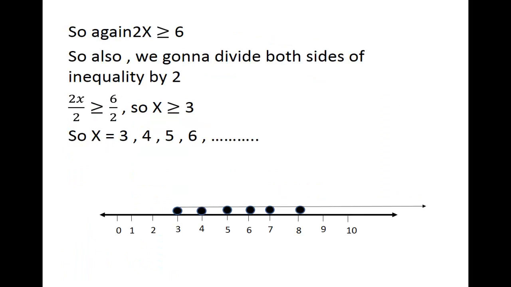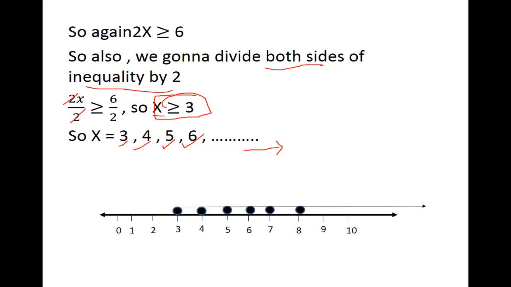So again, 2x is more than or equal to 6. We divide both sides of the inequality by 2. 2x divided by 2, the 2s cancel, so x. And 6 divided by 2 equals 3. So x is more than or equal to 3. So x will equal 3, 4, 5, 6, and so on. All the numbers after 3 in general will be correct.